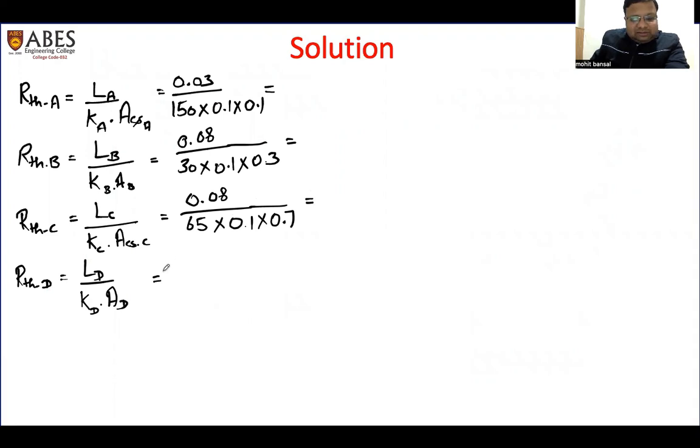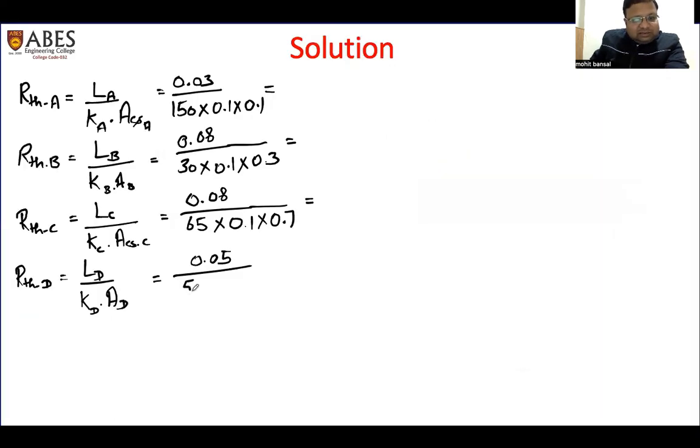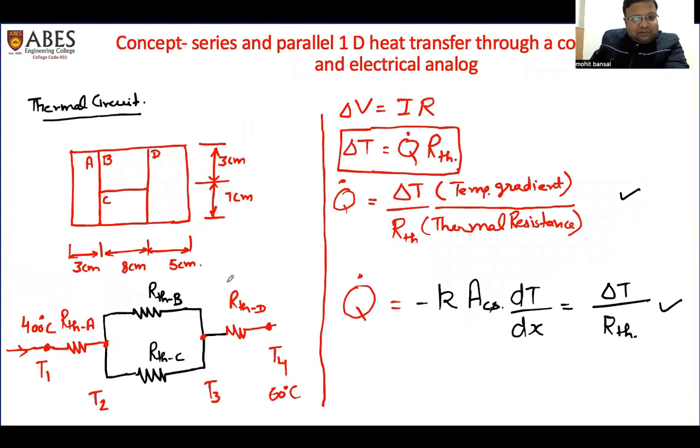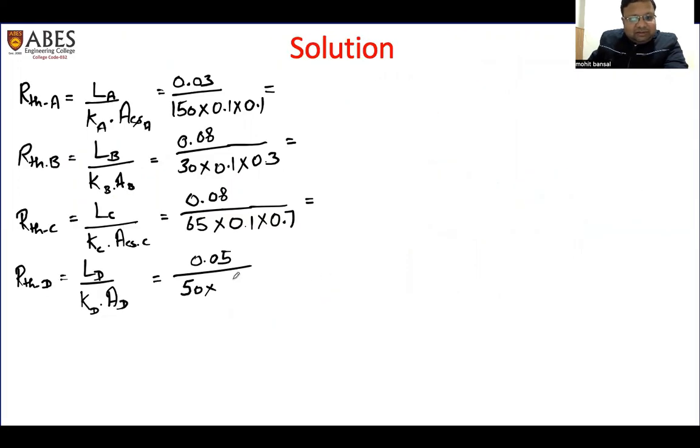And now for section D, it will be 0.05 upon the thermal conductivity of section D, that is 50, into the cross-sectional area of D. The cross-sectional area will be the height of the section, that is 10 centimeter, and this 10 centimeter. So it will be the same as that of 0.1 into 0.1.